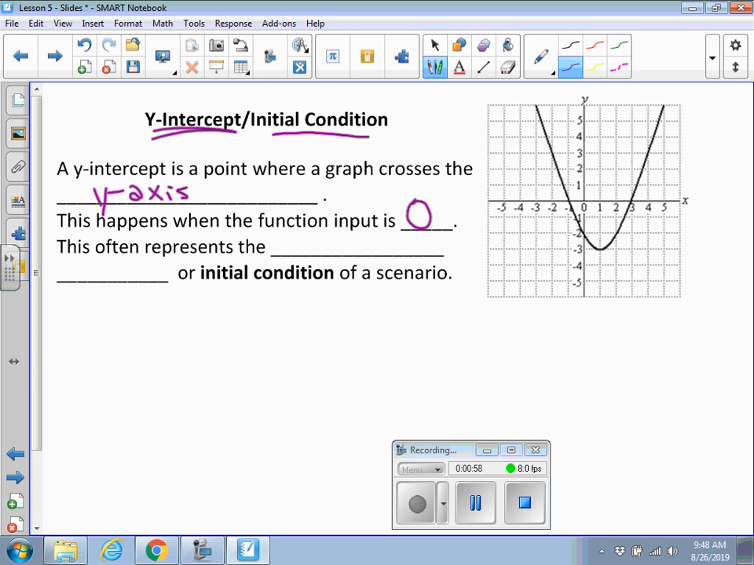Oftentimes, this represents the starting point or initial condition of a scenario, but not always. Sometimes this happens and sometimes it doesn't. So if you look at our graph here, notice we have a y-intercept, and a y-intercept is a coordinate point, x comma y. The y-intercept for our graph is at (0, -2). Don't just say -2 because I don't know what you're talking about. (0, -2) is our y-intercept.